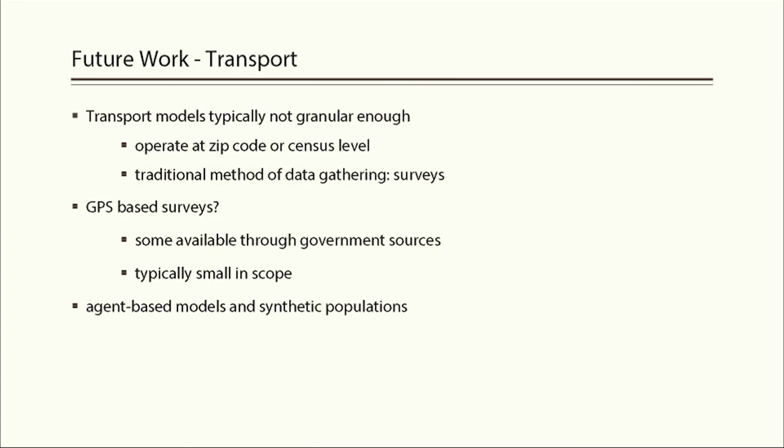As mentioned previously, transport modeling is a special case. Transport models typically operate at zip code level, which is not granular enough for our needs. This constraint arises from the use of survey data to build transport models. One alternative is to use GPS-based transport surveys. These can have small sample sizes, though. Agent-based approaches in which synthetic populations are created from GPS data are probably more promising.